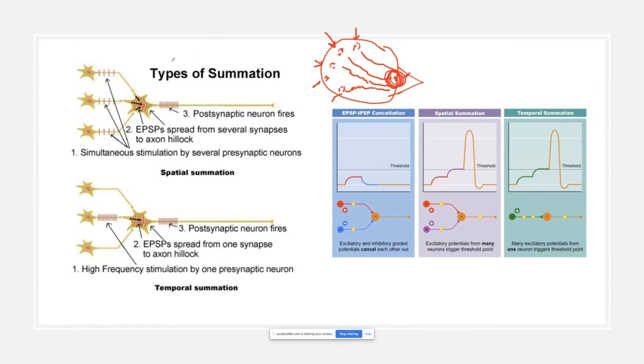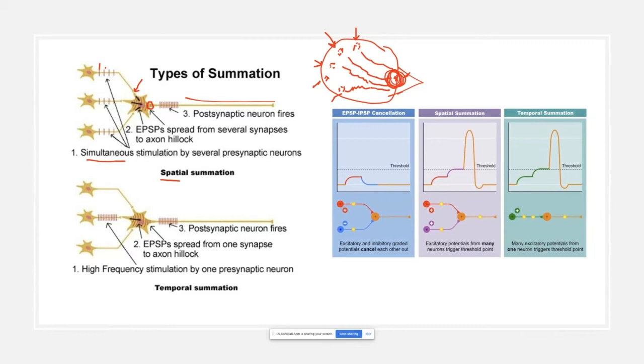Okay, so let's take a look at the types of summation. One of them is called spatial summation. Notice that here we have different neurons that are stimulating a single neuron. Maybe each of these stimuli is not enough to reach threshold, but when you add all of these excitatory postsynaptic potentials, the effect at the level of the hillock is going to be an action potential. We summate the different stimuli that the neuron is receiving through different dendrites.